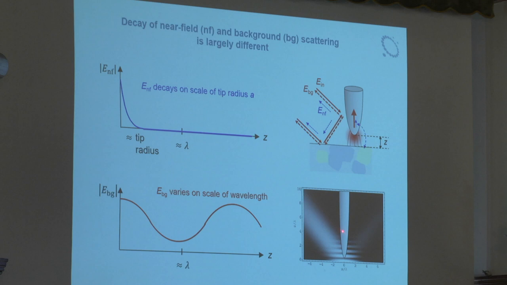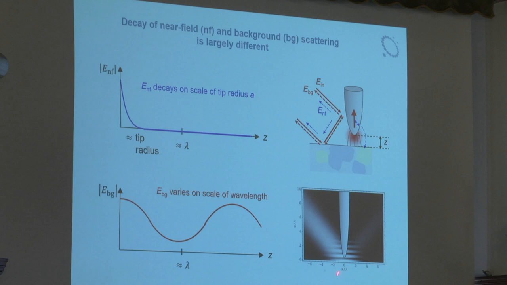Now, if you move the tip up here, then the tip apex is exposed to either maxima or minima. And then the light that is scattered from this red arrow modulates. It oscillates, which reflects the scattering due to this standing wave pattern.